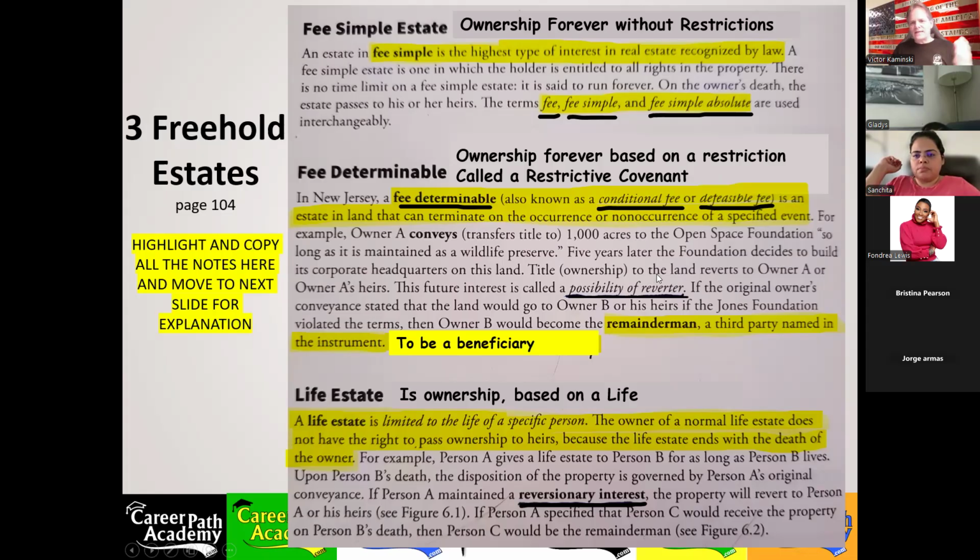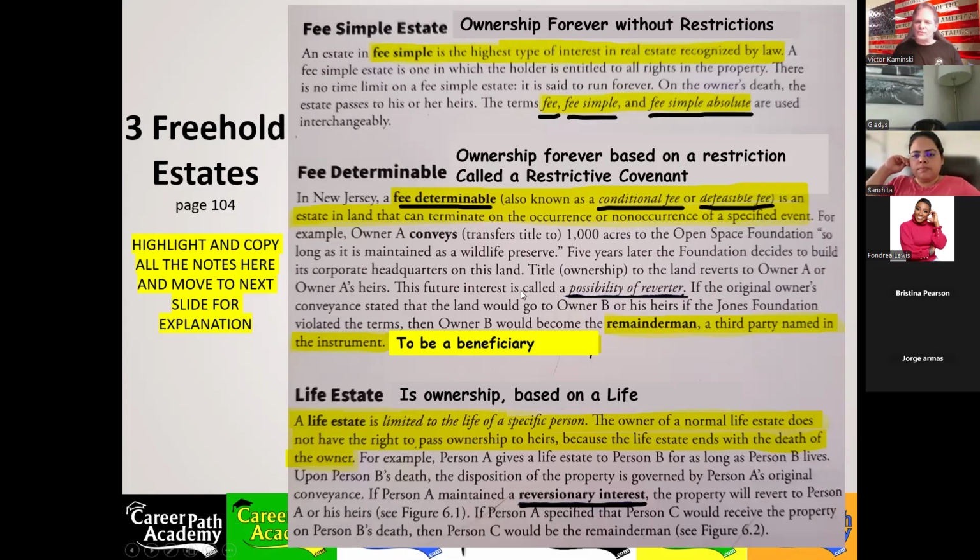So for an example, as they give you here in the book, an owner conveys their title to 1,000 acres of land that they own to the Open Space Foundation, so long as it is maintained as a wildlife preserve. But 5 years later, that foundation decides they're going to build their world corporate headquarters on this land. They basically violated the restriction. So the title, the ownership to the land, reverts back to the owner who gave them the land or sold them the property with the restriction.